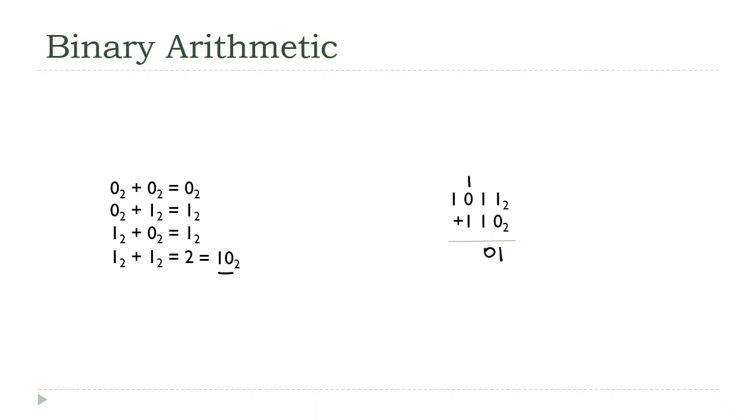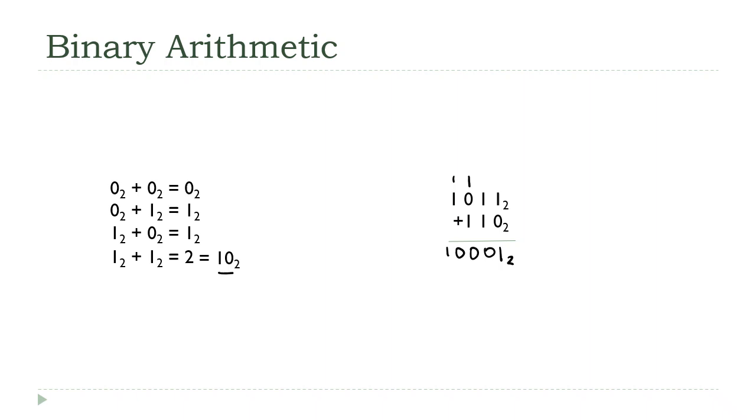Keep going. 1 plus 0 plus 1 is 2, so I've got to do it again. I'm going to put a 0 here, carry the 1. 1 plus 1 is 2. Now, here I'm at the end of the number, so I'm just going to put 1, 0 there. And there's my result, and that's what the sum is.